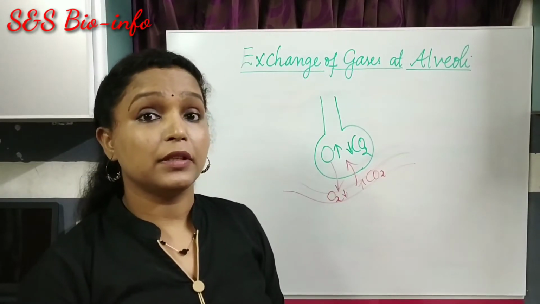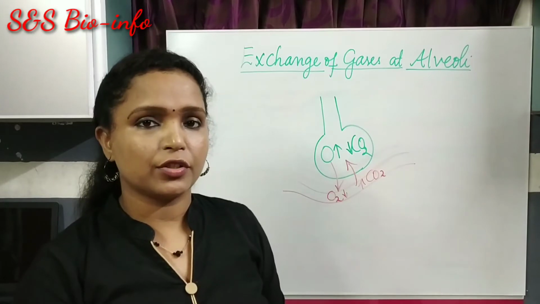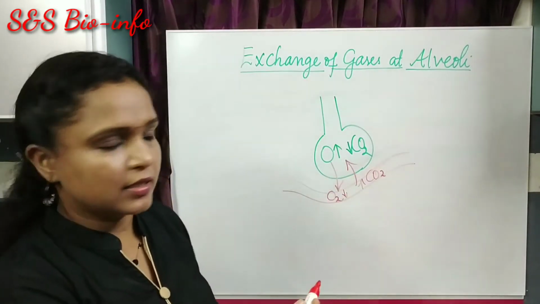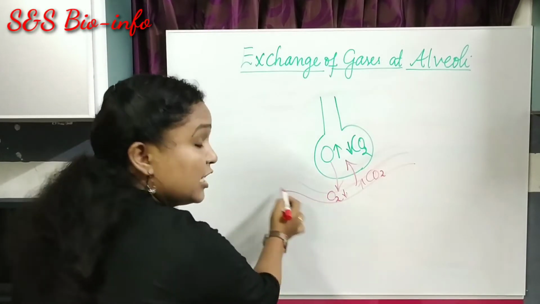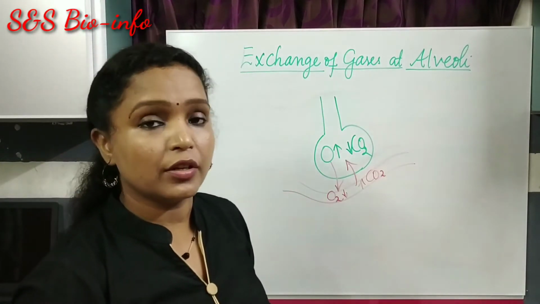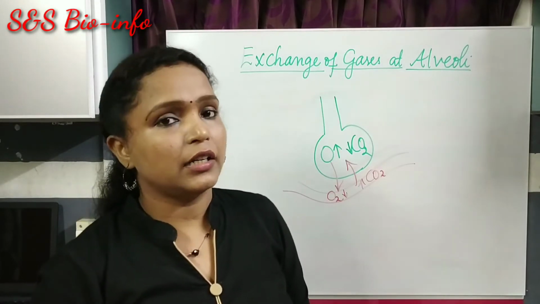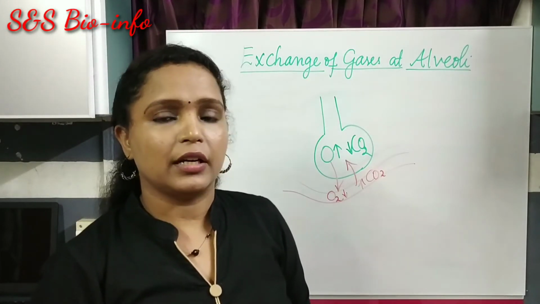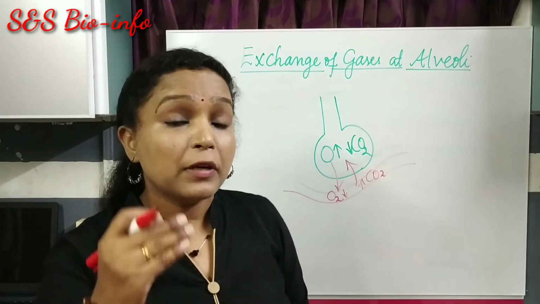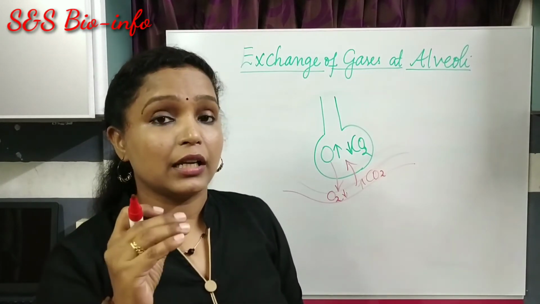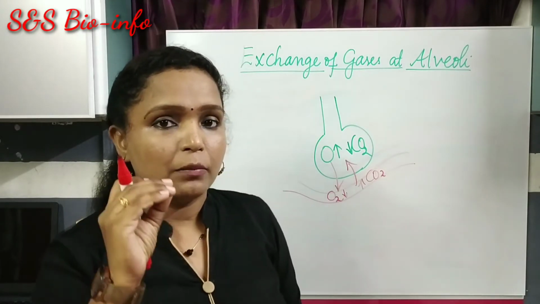The third step in respiration is transportation of oxygen. Here, after the exchange of gases, the oxygen is transported with the help of the circulatory system through our blood. You know, blood is a red colored, fluid connective tissue. The respiratory pigment is hemoglobin. Do you know what hemoglobin is? It's a red colored pigment that is present in the blood.